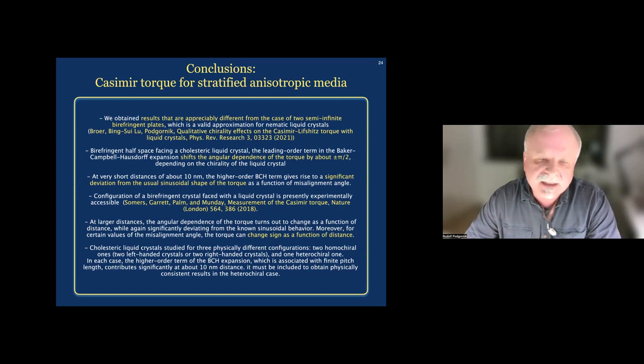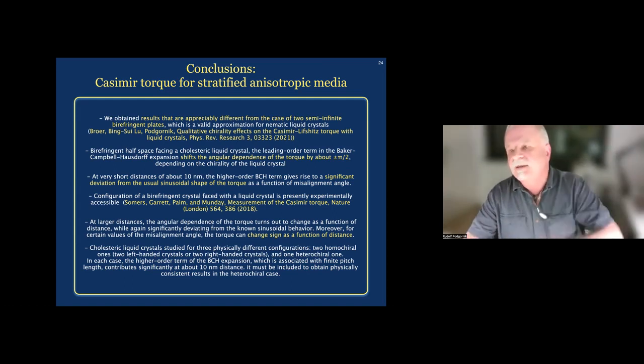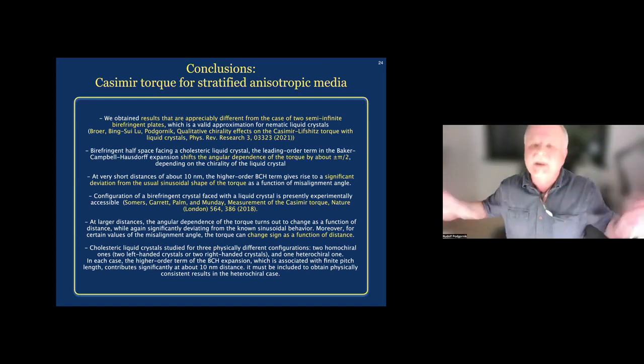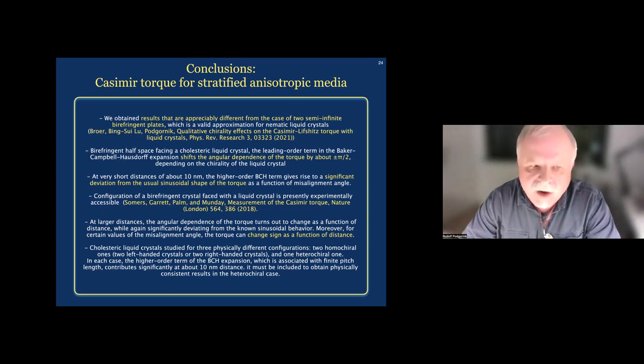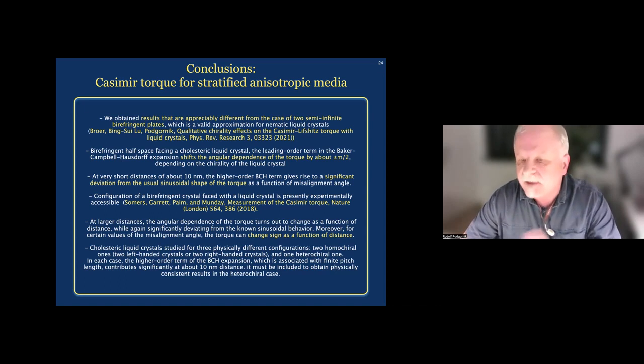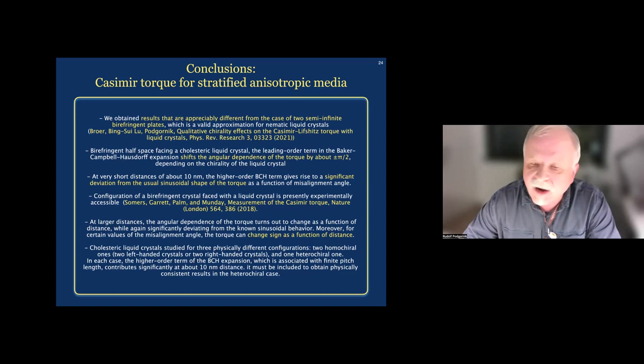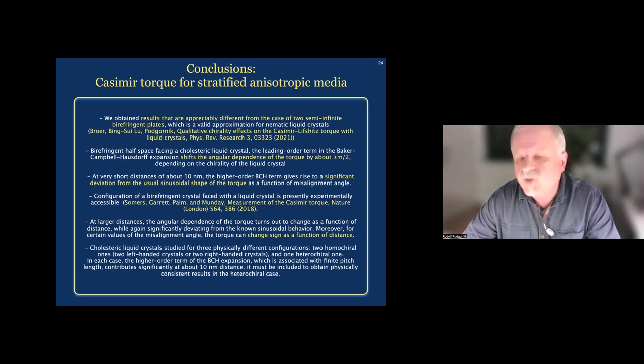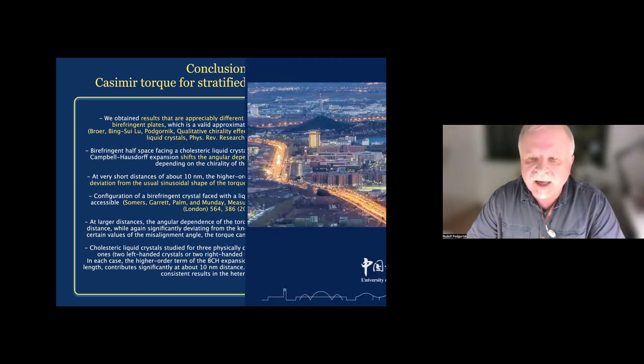At very short distances, about 10 nanometers, there is a big deviation from the sinusoidal shape that you see in the standard Barash calculation for two anisotropic crystals. So there's no sinusoidal dependence anymore. It's much more complicated. We believe or hope that the birefringent liquid crystal configuration is experimentally accessible based on the experiments by the Munday group, and possibly this kind of experiment is feasible too. And there is the phenomenon of the change of sign of the torque as you change the separation between the two cholesteric liquid crystals at a fixed angle of mutual orientation. So that's pretty much it. These are the main conclusions of our work, and thank you for your attention.